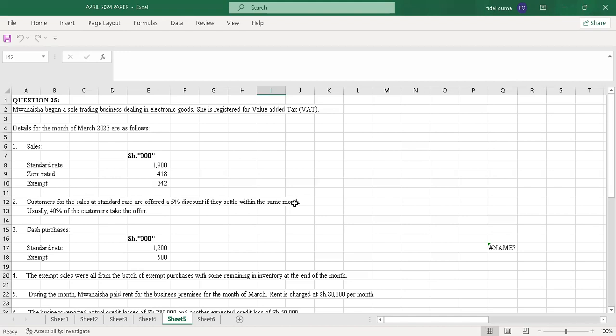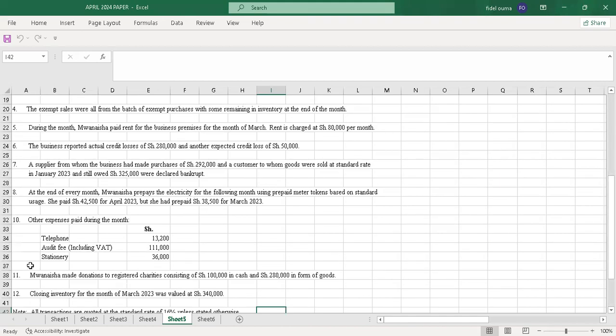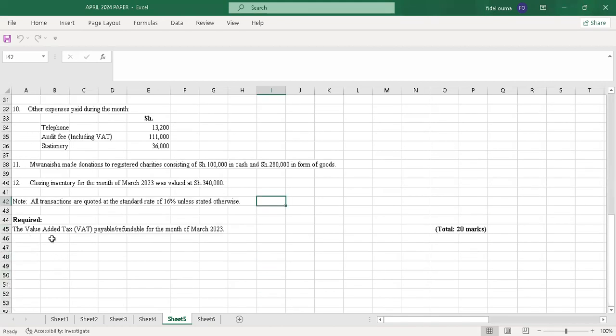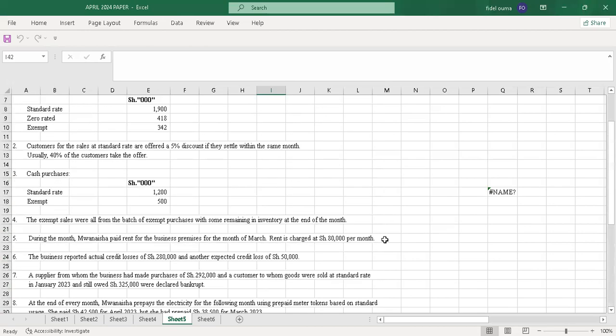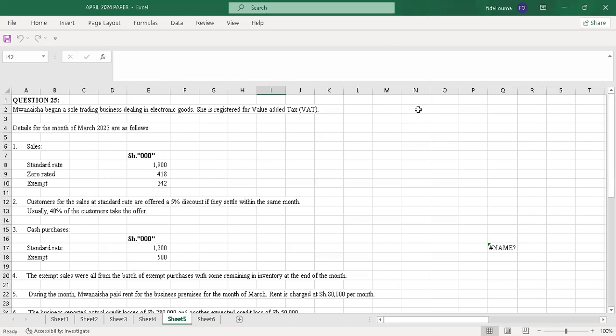do the question. So I'll start with creating the VAT account because that's what is required. They're saying required the value added tax payable or refundable for the month of March 2023. So I just come here and write the VAT account.